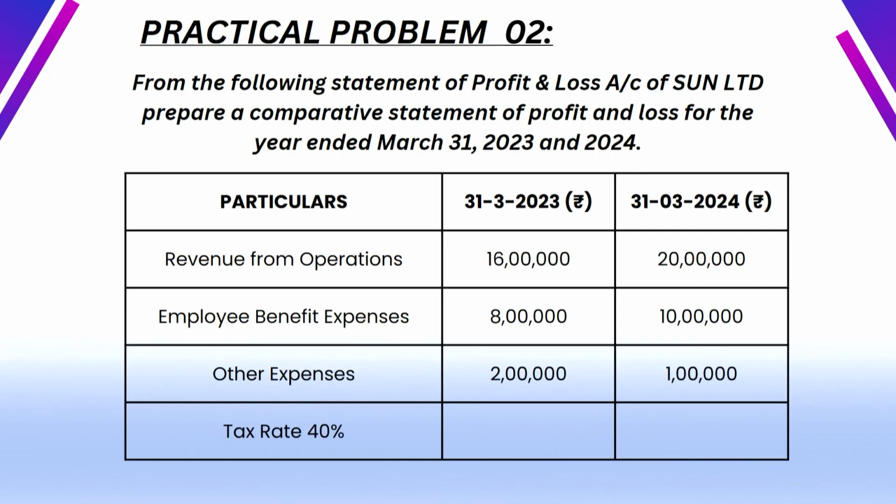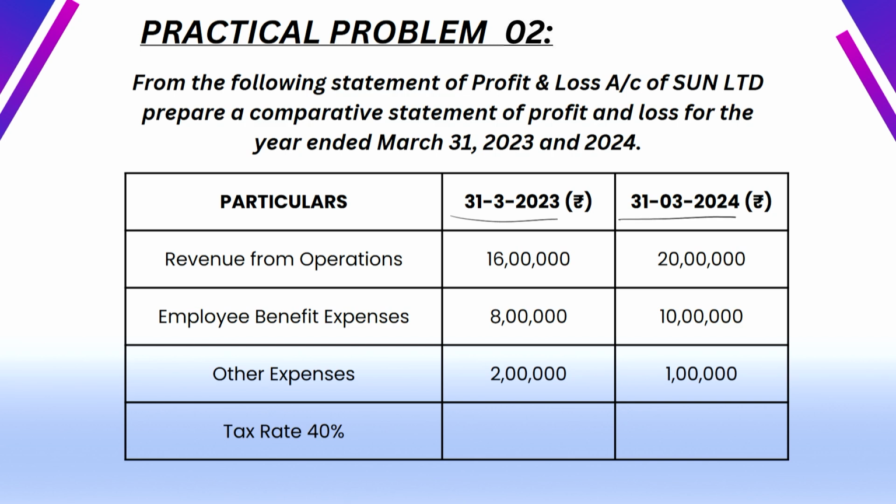Now, we will see the comparative statement on the income statement. Here we will have the two practical problems which focus on the income statement of an organization, that is the profit and loss account of an organization. Here the organization's name is Sun Limited, and we will go through the problem. These are the particulars of Sun Limited for the two years ending 31st March 2023 and the following year 31st March 2024.